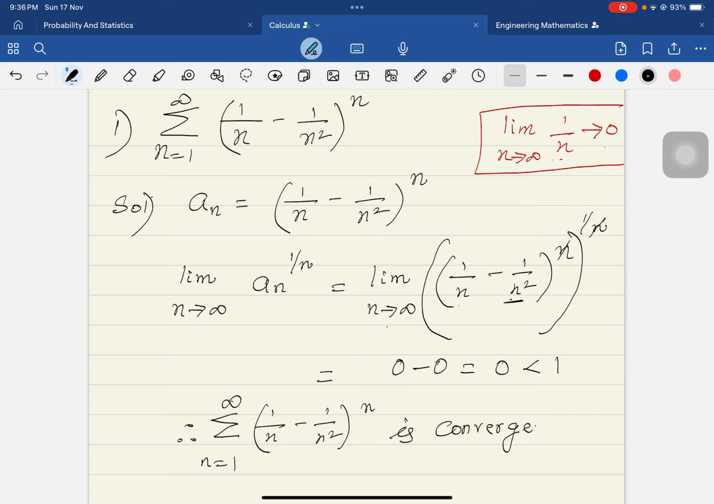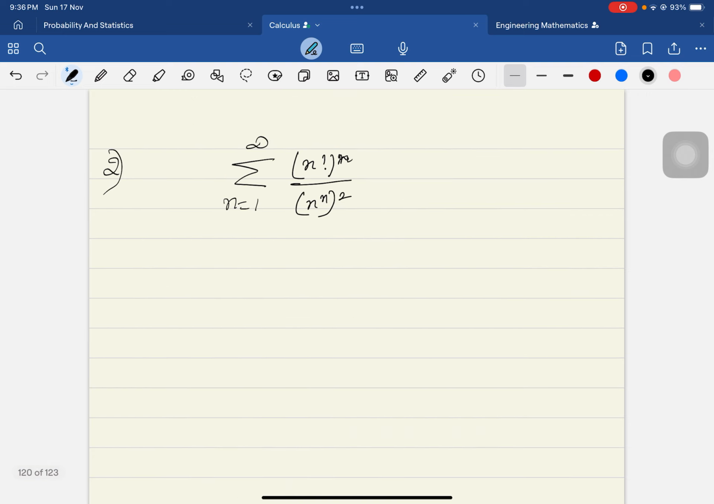I hope you could understand. Whether the series is convergent or divergent depends upon this limit of a_n to the power of 1 by n as n tends to infinity. I hope you could understand. Let us now go to the next problem. This problem asks whether the series is convergent or divergent by using the root test.